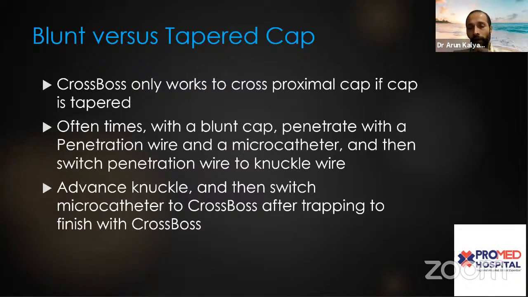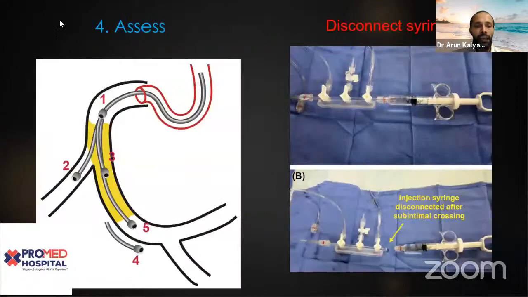So essentially it's a controlled knuckle. So if you have a blunt cap, you want to penetrate with a microcatheter and a penetration wire, get a knuckle going, and then switch to a Crossbars. And again, you've got to see where the Crossbars goes, because it goes where it wants to go. And typically it tends to follow straight lines once again. So you might get into branches, especially in the RCA. In the LAD, you might end up getting into a diagonal. So you need to assess periodically in orthogonal views to make sure you're where you intend to be.